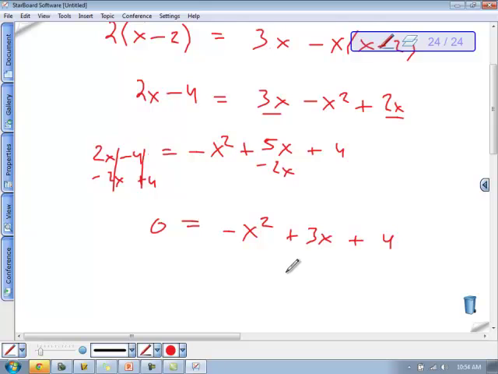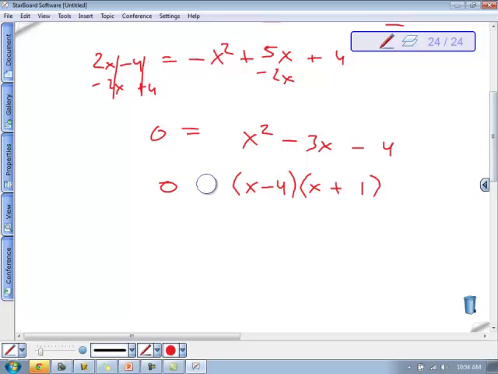And then you can try to FOIL this. I'm not sure if it does FOIL. I'm going to multiply through by a negative 1. You can do that. It's going to change these signs. Then I'm going to try to factor, if I can, x minus 4 and x plus 1. Yes, it does factor, which is nice. We don't have to use the quadratic formula or the calculator then. So this would be x equals 4 and x equals negative 1 for our solutions.